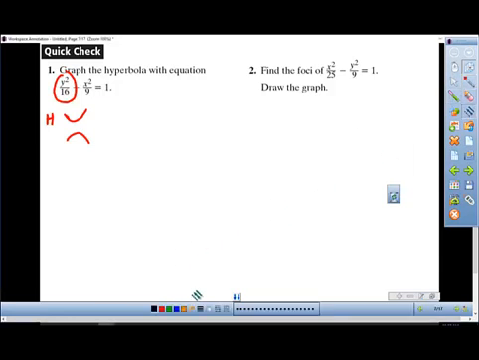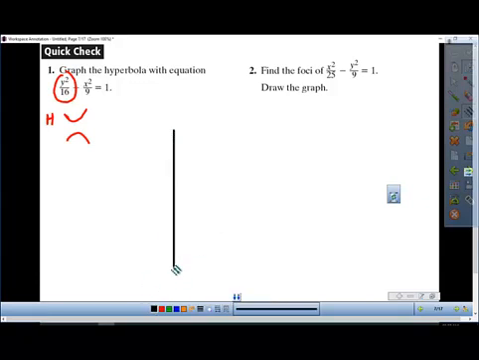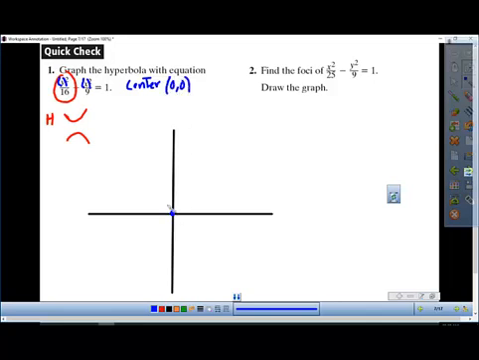You think about that while I draw my coordinate plane. Coordinate plane like this. So, how do I find the center? The center is going to be whatever's on the inside with the y, whatever's on the inside with the x. That's going to be the shift. But since nothing's on the inside, my center is going to be at 0, 0. The center of this hyperbola is going to be right here at the origin.